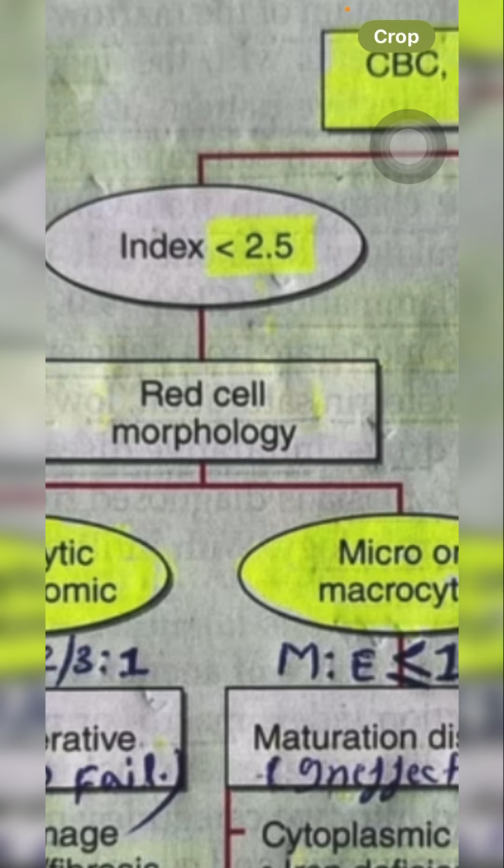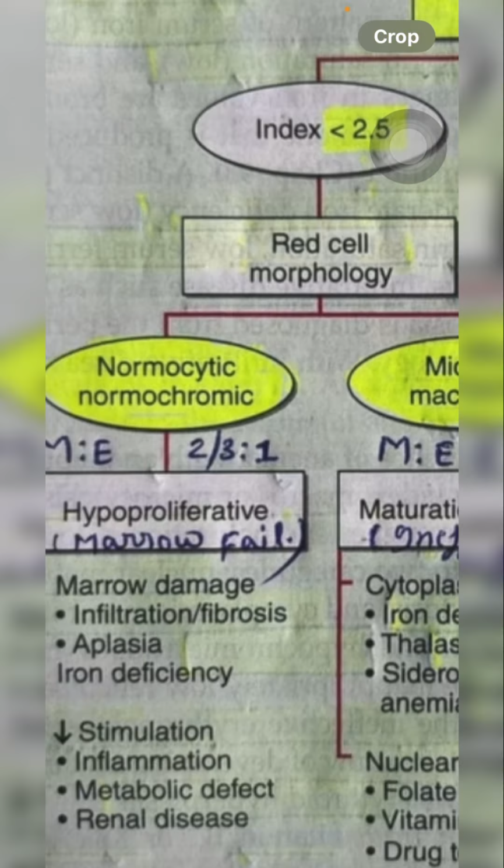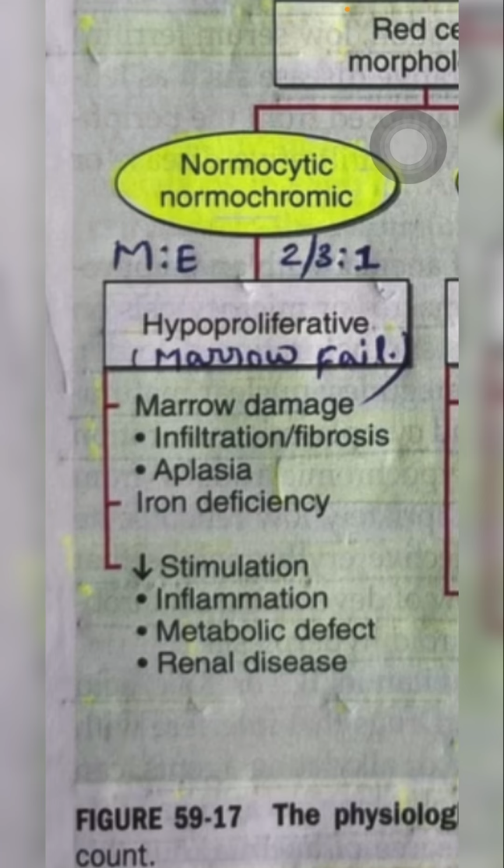If it is less than 2.5, then check for RBC morphology. RBC morphology is saying normocytic normochromic anemia. If the marrow morphology shows hypoproliferation, this is diagnosed as marrow failure. And here the damage to bone marrow is because of either infiltration or fibrosis or aplasia or iron deficiency.